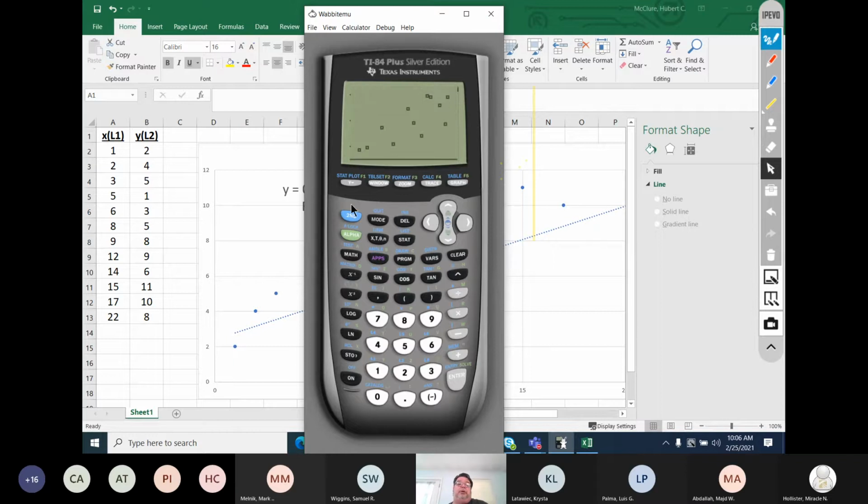Turn off stat plot. Zoom. Standard, or zoom standard is 6. Nope, that's not going to do it.